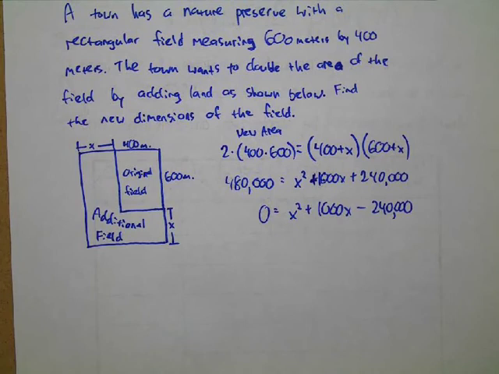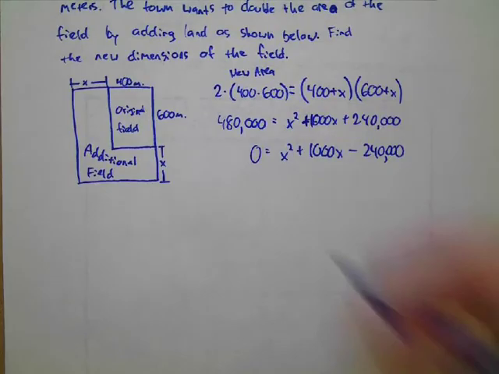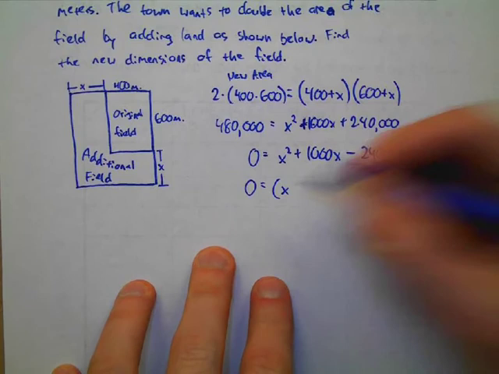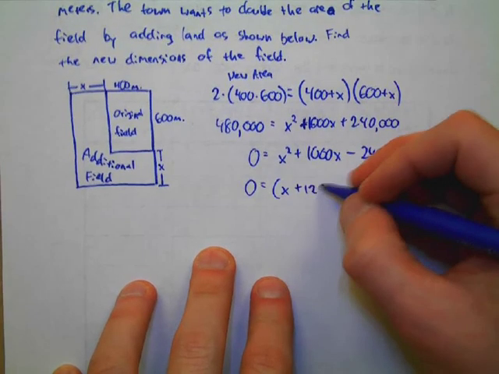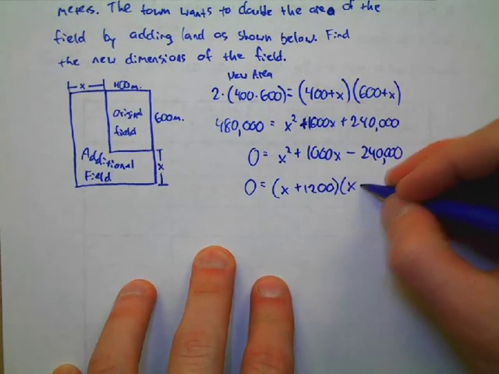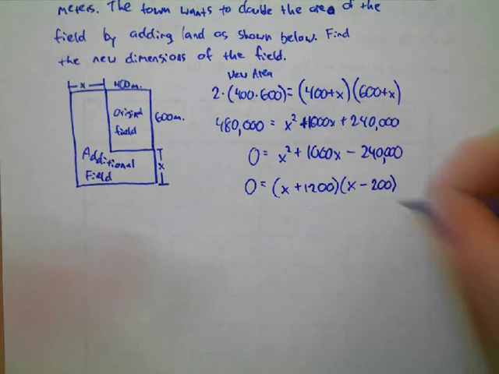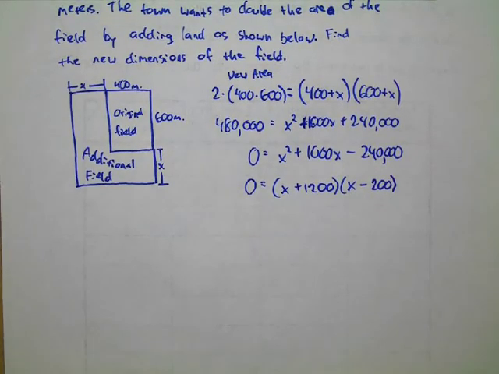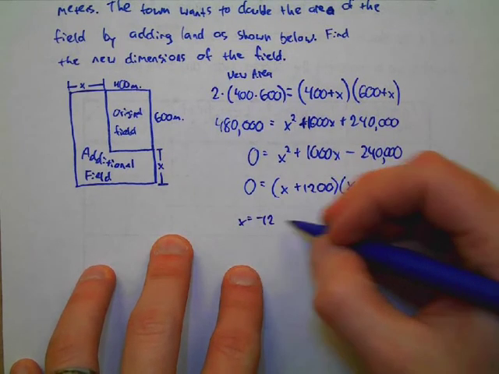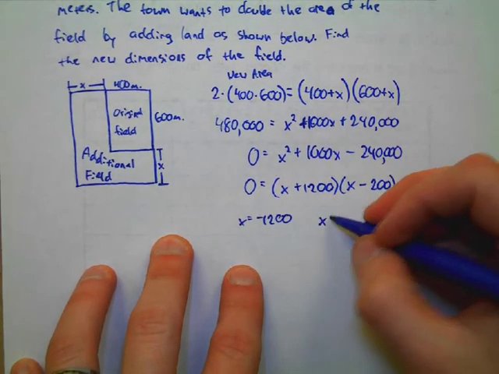So we want to know when this is equal to 0, so we can factor it. These numbers are rather large to factor. I don't think I'd give you something quite this awful without a calculator or anything like that, but it does factor, believe it or not. It factors to x plus 1,200, x minus 200. Then we'll just solve, so we get x equals negative 1,200, and x equals 200.